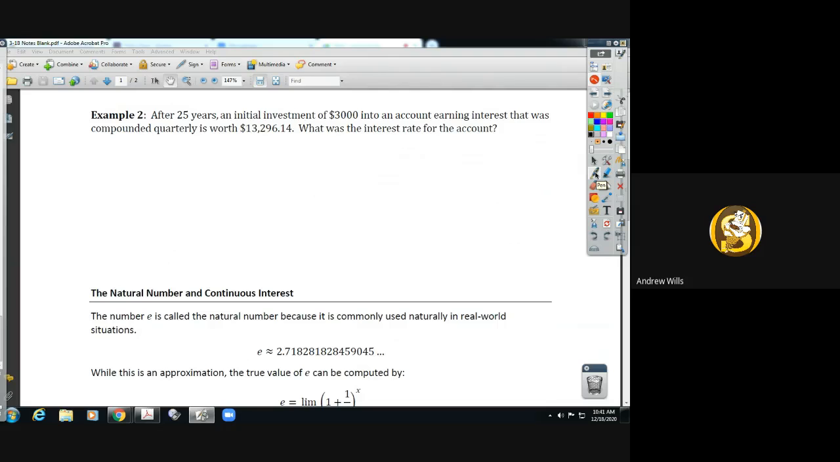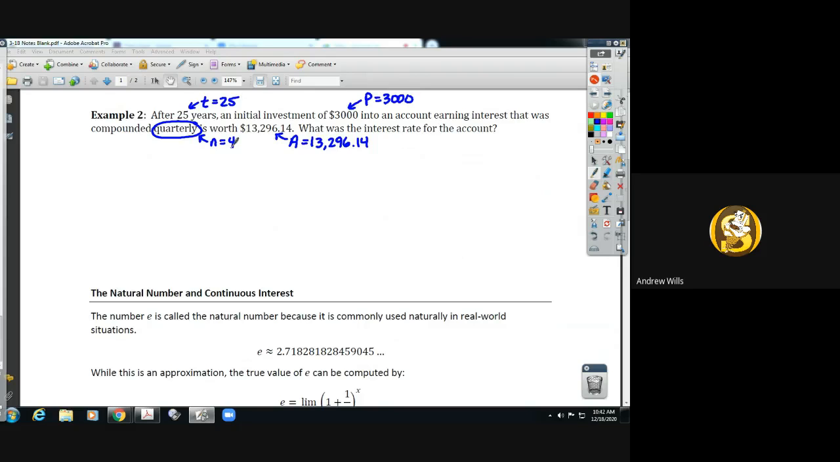So we go in here and we find all the other numbers. 3,000 is our initial investment. That's our principal. So P is 3,000. We've got the final value as well. A is 13,296.14. We have the time, which is 25 years. And the word quarterly tells us that N equals 4.